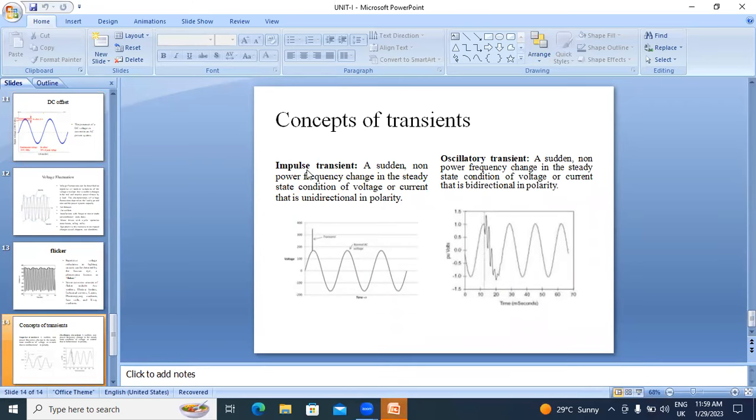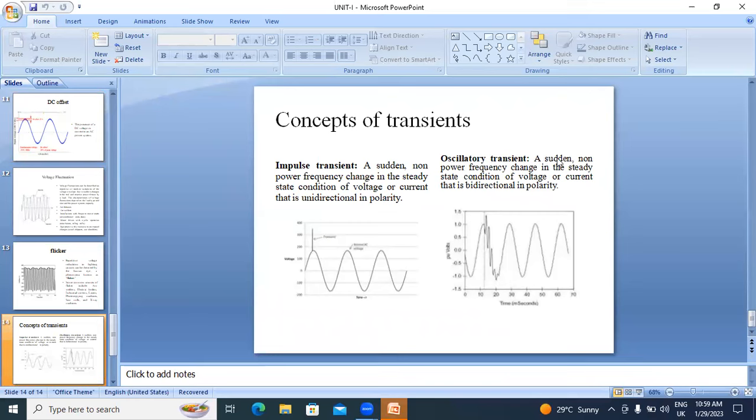In an impulse transient, there is a sudden non-power frequency change in the steady state condition of voltage or current that is unidirectional in polarity. Here in the sine wave, the magnitude of the voltage suddenly increases in one direction. This is called an impulse transient.